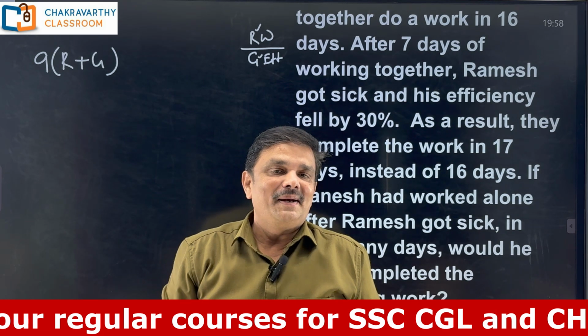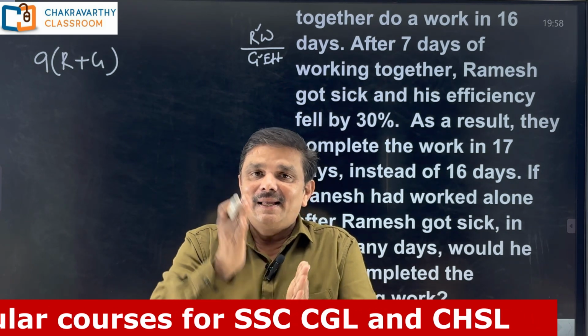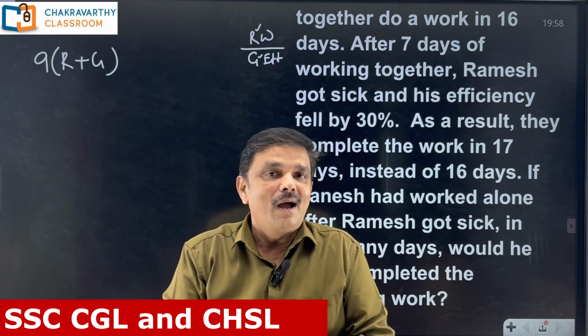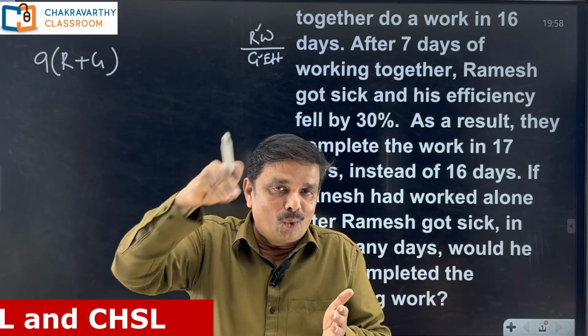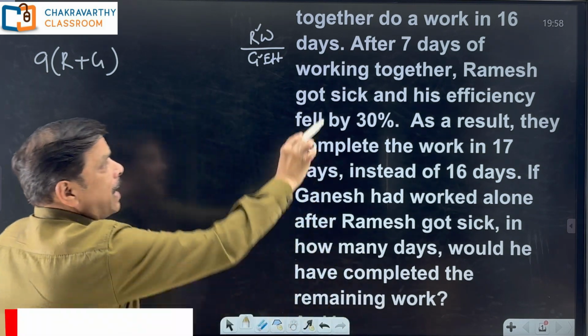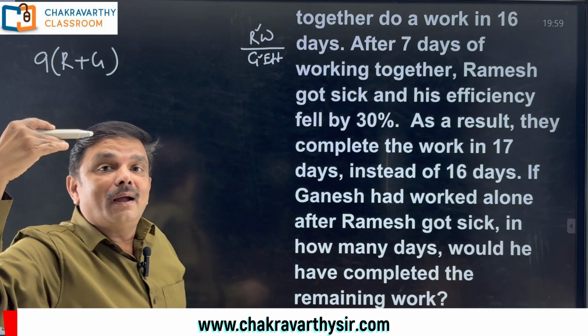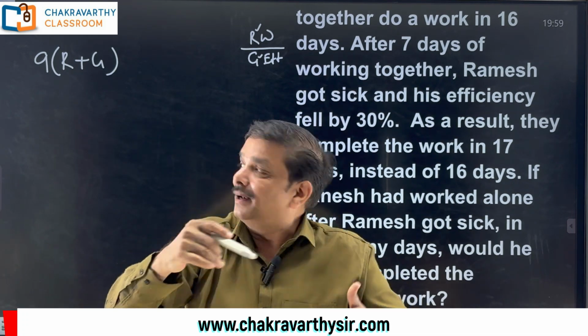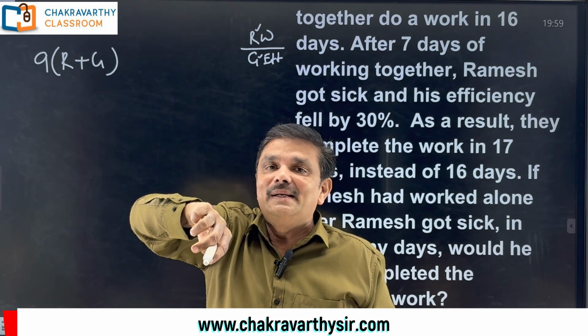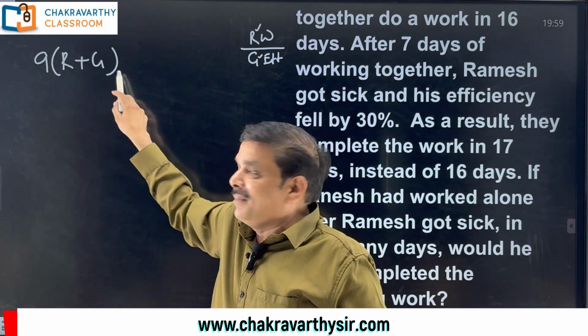Other side, what happened? Instead of 16 days, they have completed the remaining work in 17 days. How? Ramesh worked only with his 70% capacity. In that case, after 7 days, they worked for, actually that is done. This is, we have imagined, if Ramesh has not fallen sick. So, this is the remaining work.